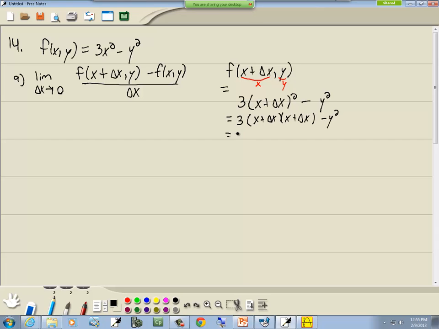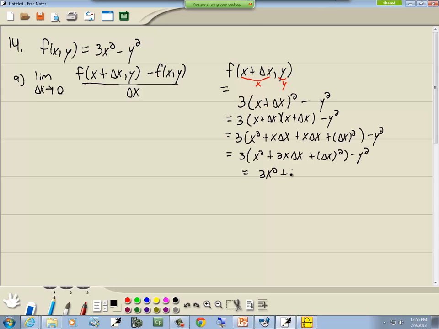3 times x is x squared, x times delta x is x delta x. Delta x times x is x delta x, and delta x times delta x is delta x squared, minus y squared, which gives us 3 times x squared plus, these are the same, so I add numbers in front of them, so that's 2x delta x plus delta x squared minus y squared, which gives us 3x squared plus 6x delta x plus 3 delta x squared minus y squared. And now we're ready to plug in our formula.